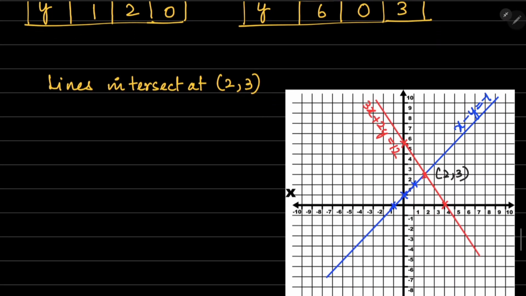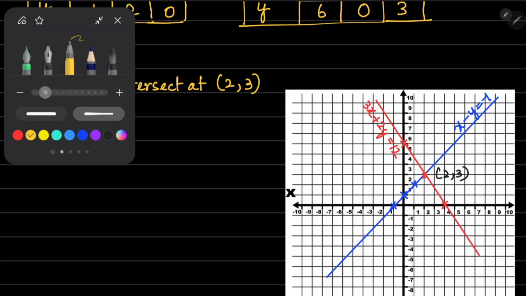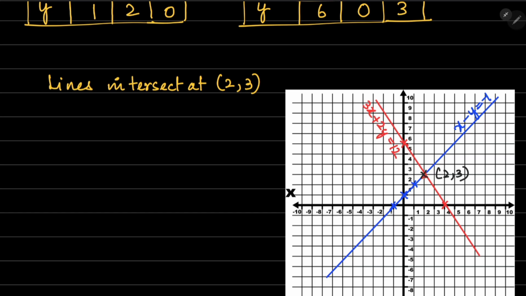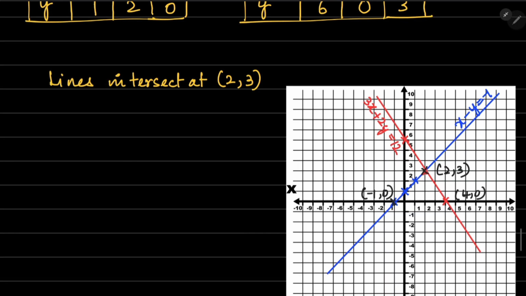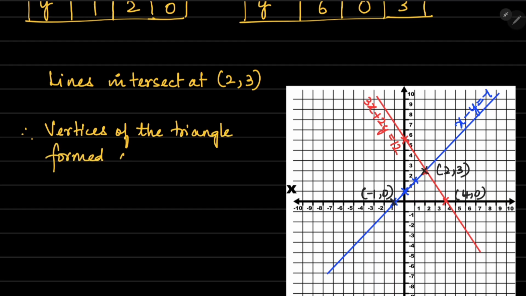So what are the vertices? See, this is one of the vertices, right? This is the other one. Which is the other one? 3 vertices. So this is one vertex. Second vertex is minus 1 comma 0, and the third one is 4 comma 0. Is it clear? So you can write down the vertices of the triangle. So write down, therefore the vertices of the triangle formed are 2 comma 3, minus 1 comma 0, and the third point is 4 comma 0.